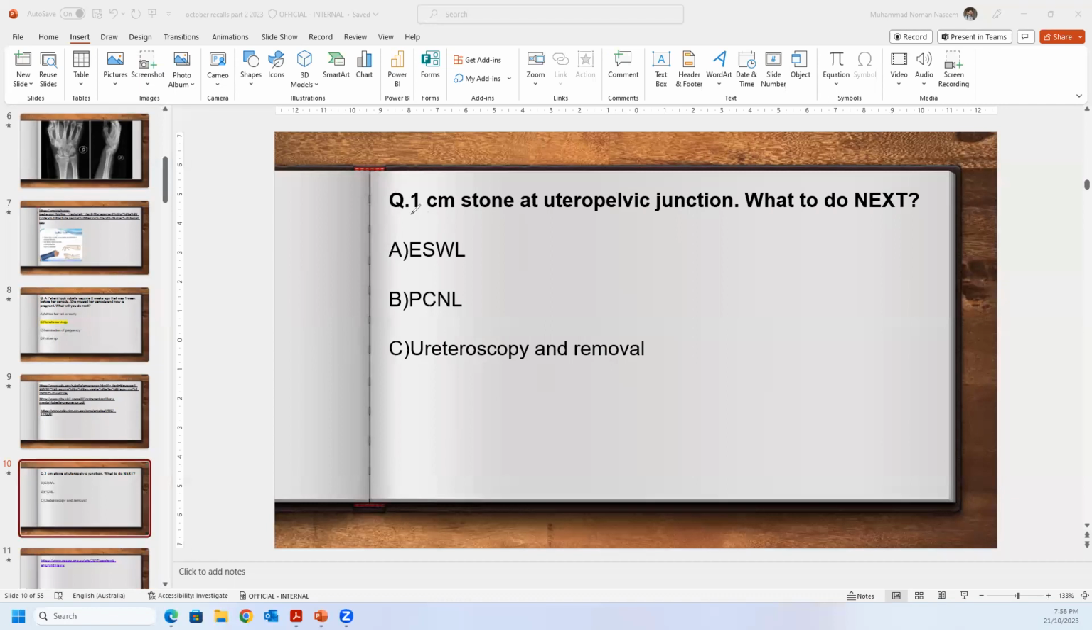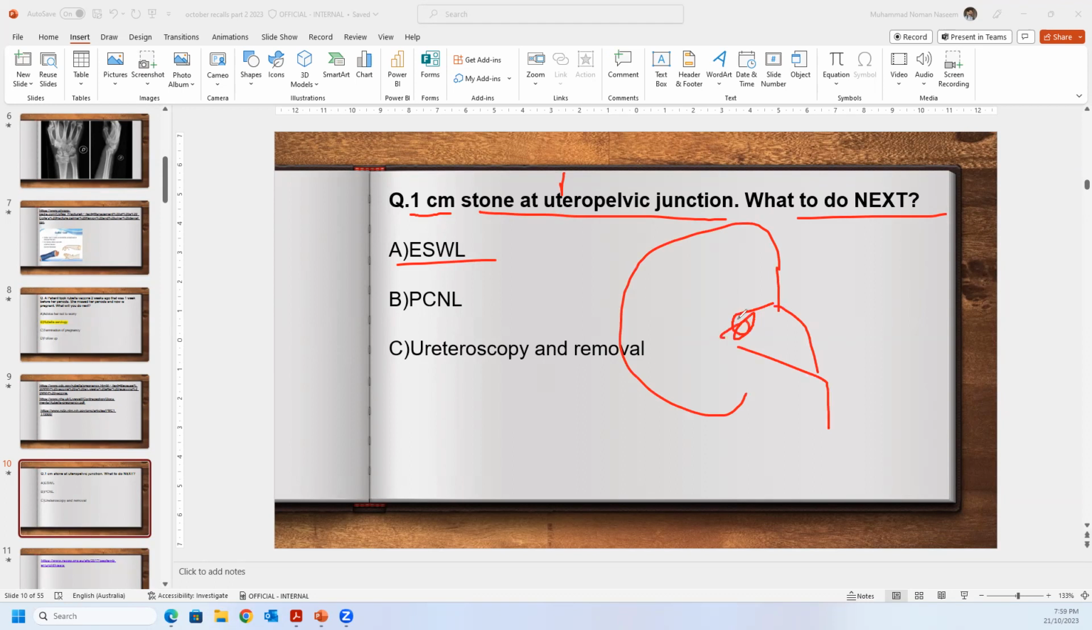All righty. A patient came to you and he or she has a 1 centimeter stone at the, that is the wrong spelling, ureteropelvic junction. What to do next? Do extracorporeal shock wave lithotripsy, do a percutaneous nephrolithotomy, do a ureteroscopy and removal. So it's a 1 centimeter stone and it's at the ureteropelvic junction.